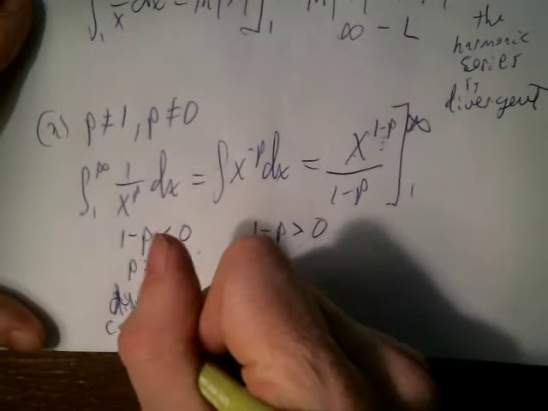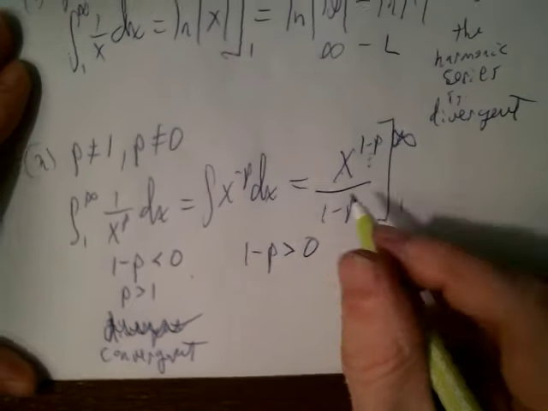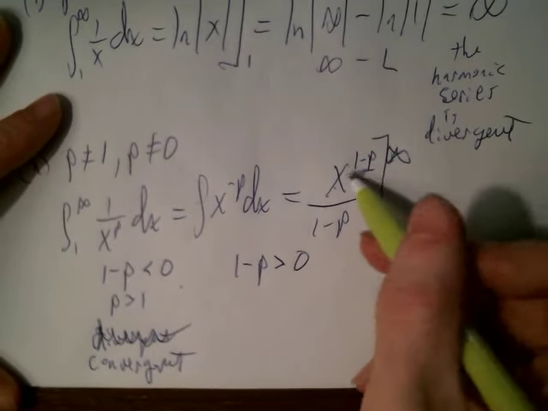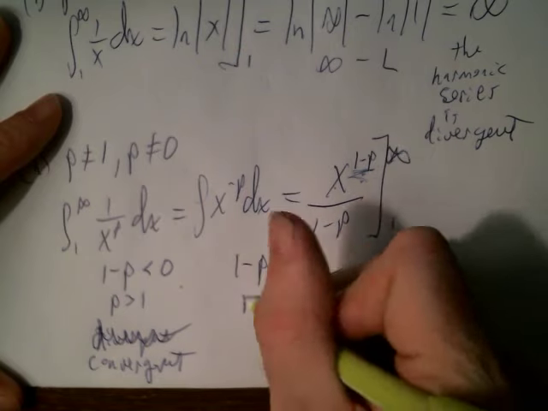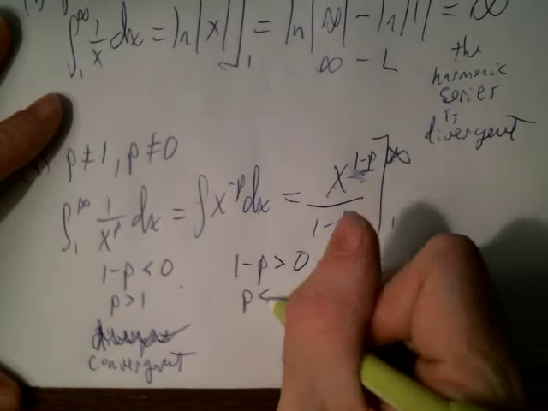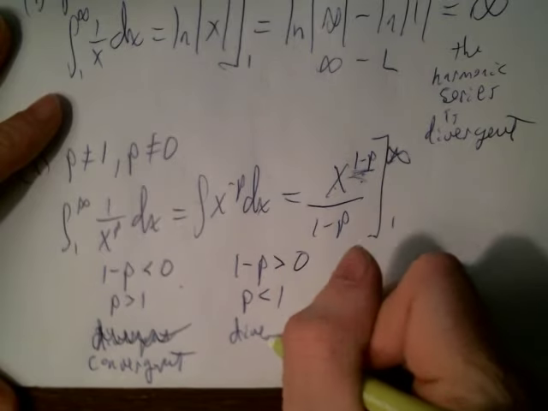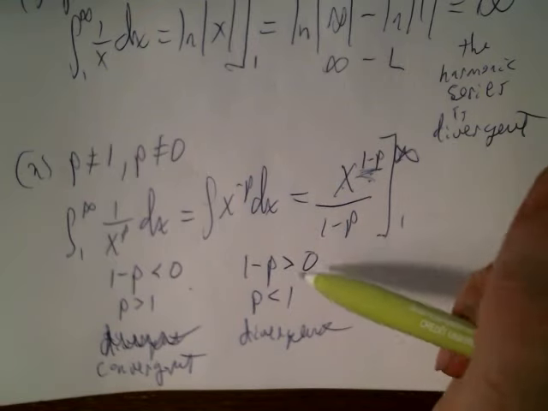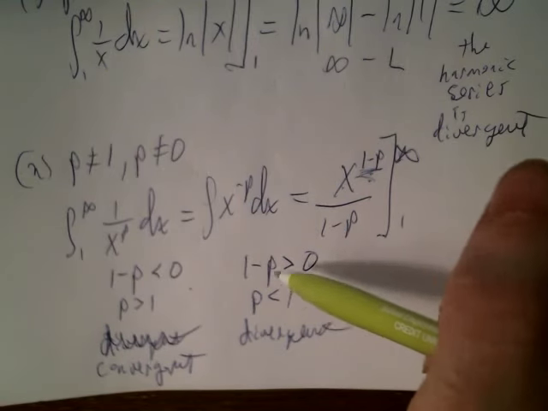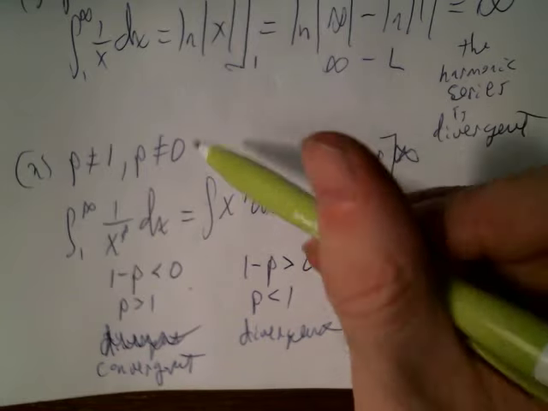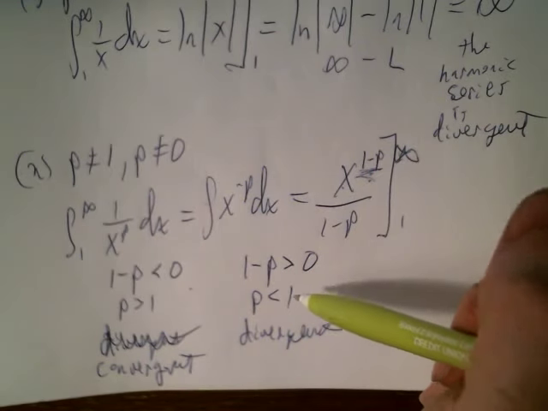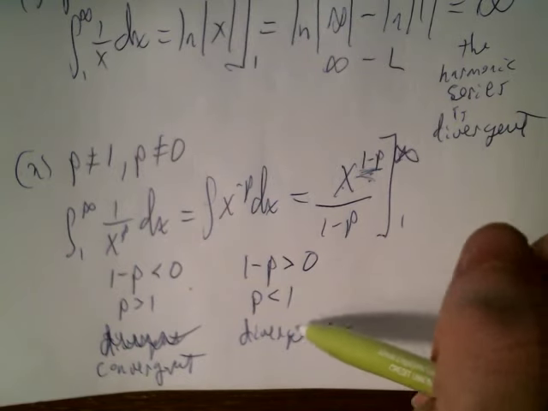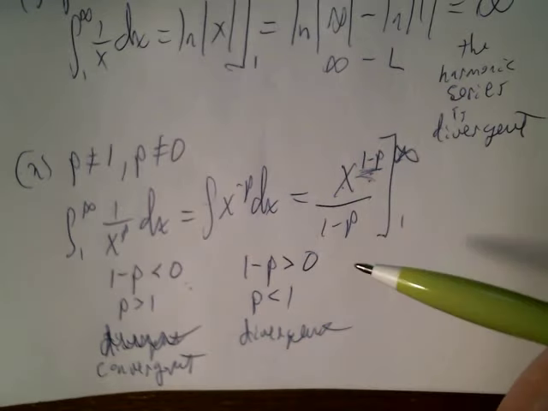Sorry about that. So it's the case when 1 minus p is greater than 0. When this is positive, this numerator will blow up on you. So when p is less than 1, you have divergence, which is exactly what we were saying in the beginning. If p is less than or equal to 1, but greater than or equal to 0, it's divergent, because if it is 0, it is divergent. If p is greater than 1, it's convergent.